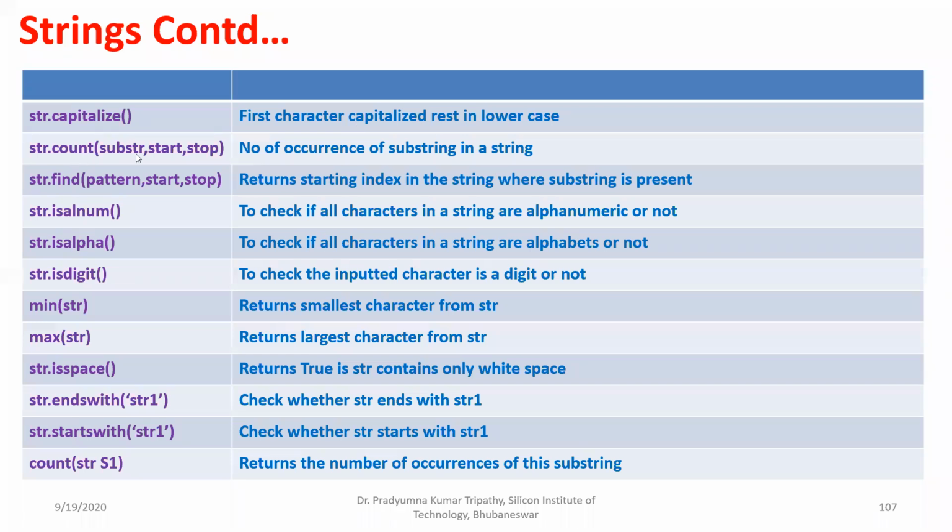Similarly, you can go for count, find, isalnum. Isalnum means alphanumeric, either alphabet or numeric. If I give dollar, dollar is not alphanumeric, right? This is alphabet, digit. Min finds the minimum of the string, max returns the maximum of the string. One checks whether it is a space or not. Endswith checks whether it ends with this string or not, and count returns the number of occurrences of a substring. Correct? So the functions along with their uses, I have already written over here.